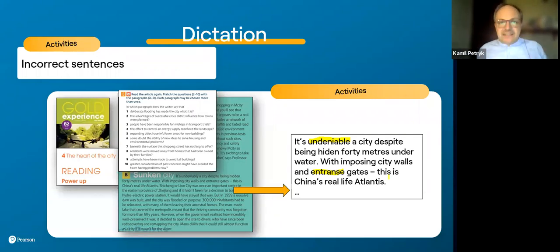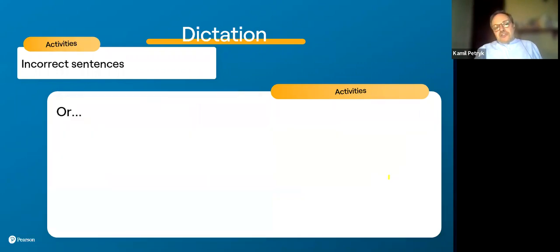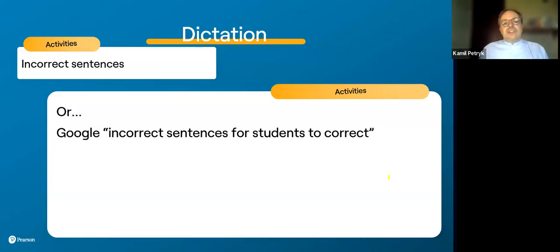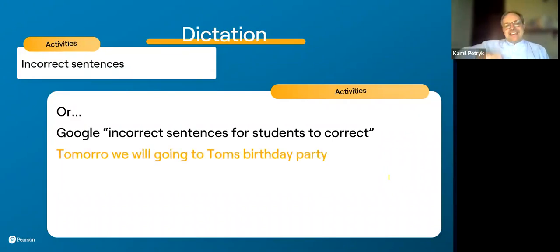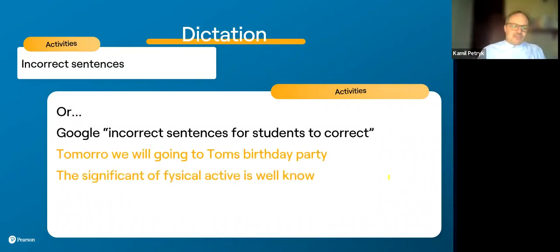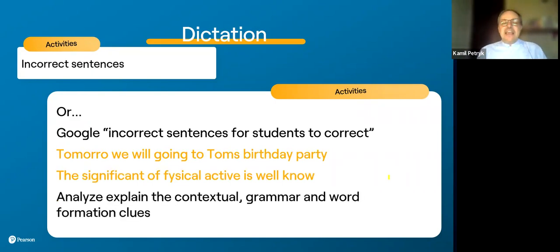The group that is the fastest to identify all the mistakes will be the winners. You can also type or Google incorrect sentences for students to correct. You will find a lot of websites where there will be, well, purposefully changed sentences for proofreading, for correction. And each time you perform this kind of activity, make sure that you analyze and explain the contextual grammar and word formation clues, so as to help them identify this kind of mistakes on their own.